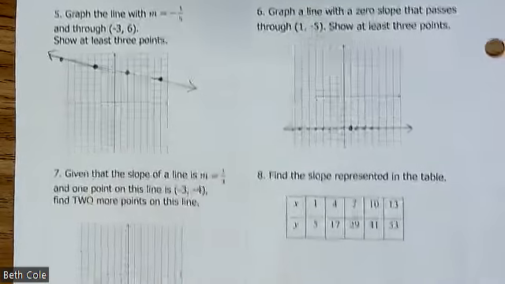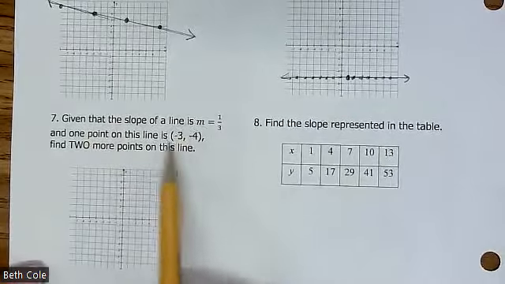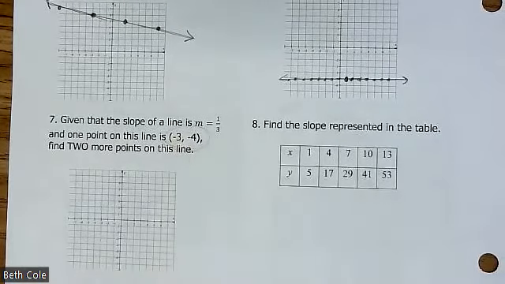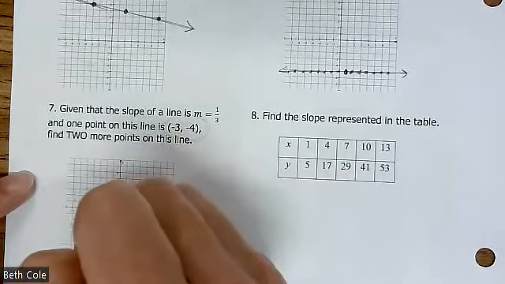Let's find more points on the line. Okay, first you're going to plot this. What quadrant is that in? Good, 3. So go ahead and plot that.